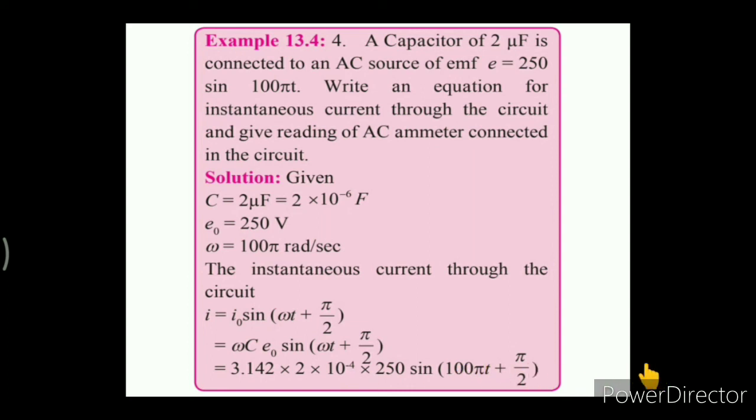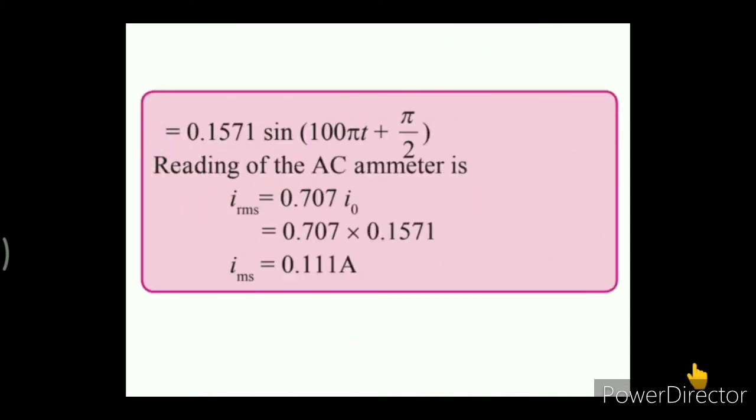Then next we have to multiply the factors 3.142 with 2 with 250, and also with 10 raised to minus 4. On multiplication of these factors we get 0.1571, and hence the equation for the instantaneous current through the circuit is I is equal to 0.1571 sine 100 pi t plus pi by 2.